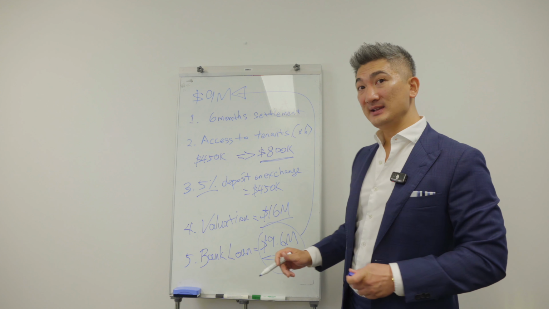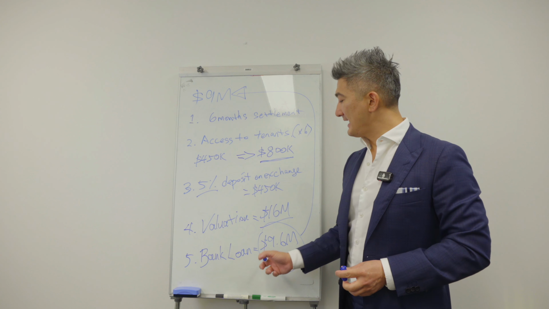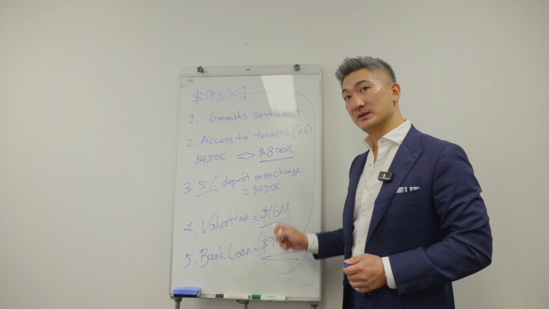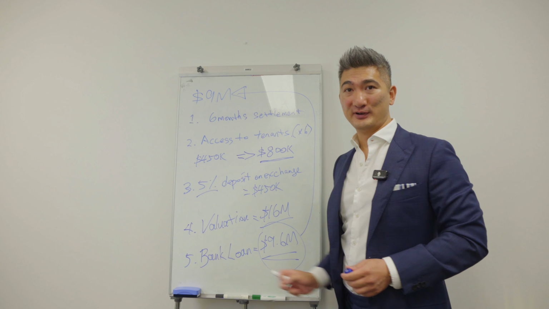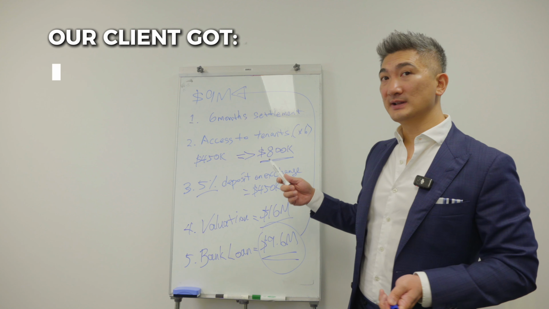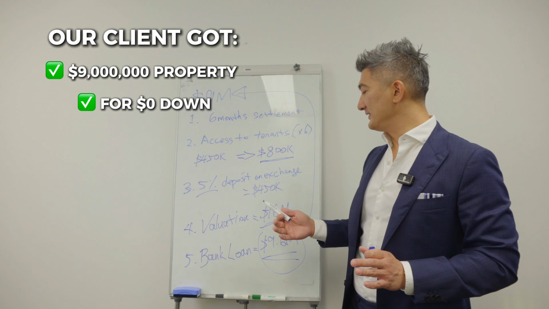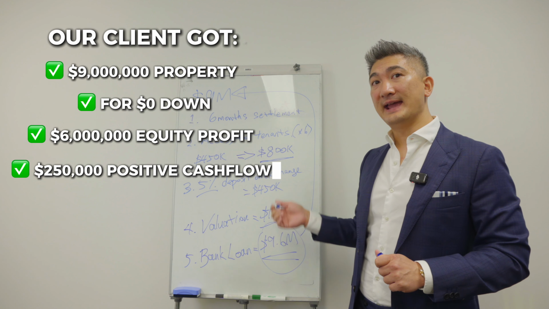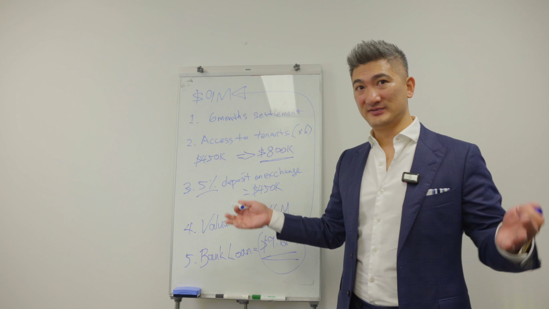He's sitting on a property that's cash flowing him 800 grand, minus obviously interest rates. And he's got a property that's got over $6 million of equity profit in it. And we pulled this whole deal off in 3 months. By doing this, the client secured a $9 million property with no money down that has $6 million equity profit in it, and it's cash flowing him $250,000 a year, positive cash flow, for free.